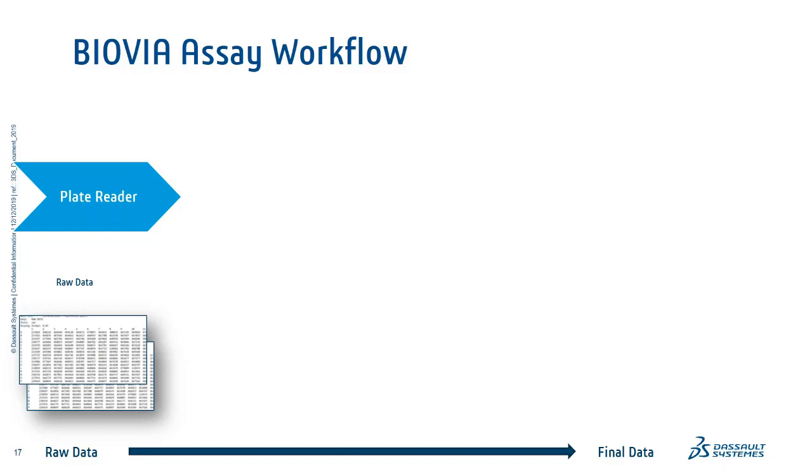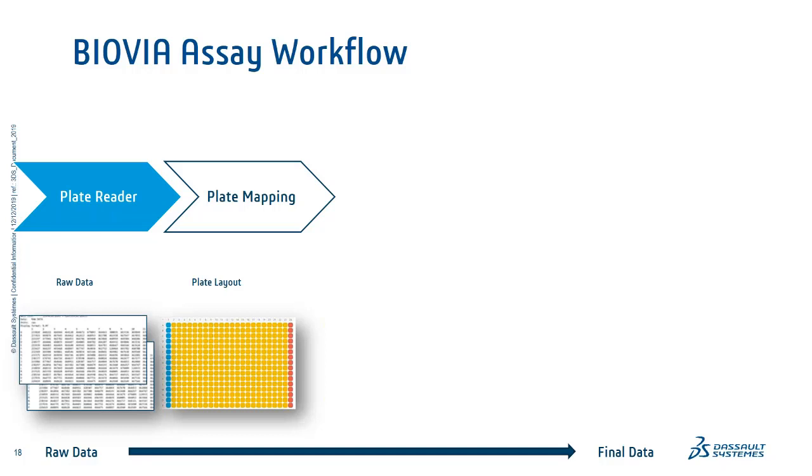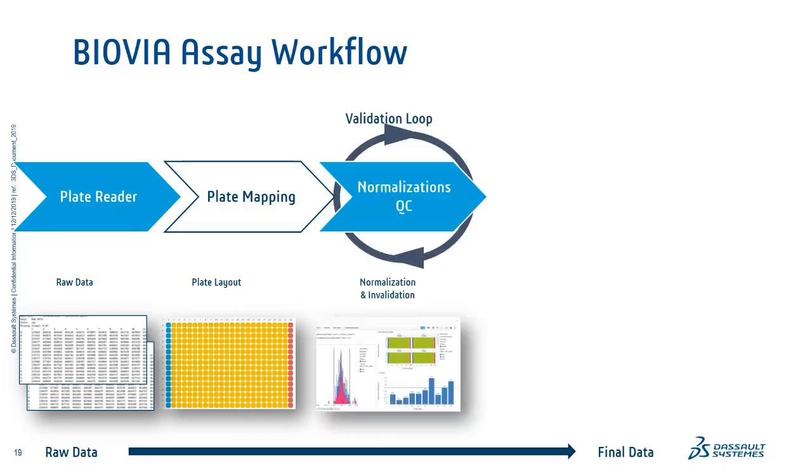Once the data has been understood from the raw data, you can just move to the logical next step, which is to describe the plate you have just been using. So just defining the plate layout. And again, you will be able to define different layouts based on the type of experiments you're running.